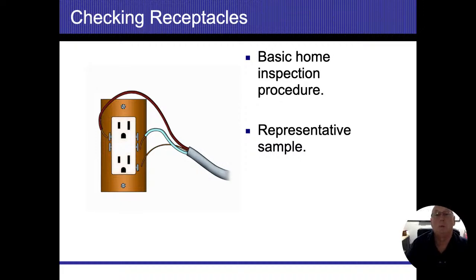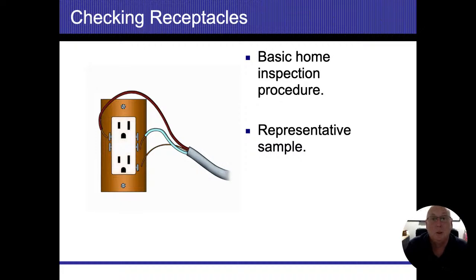So, basic home inspection procedures. They say we are supposed to look at a representative sample. You should know that definition. A representative sample is basically one per room, or one on the outside on each wall. That's the minimum that we actually have to test. If it's more than that, there's nothing wrong with that.